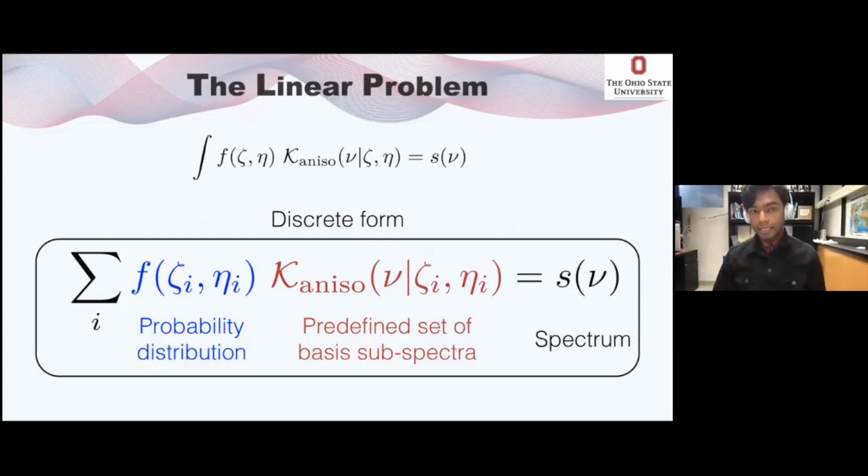Okay, so now let's get to the linear problem. I've already shown the linear problem in an integral form where f is a probability distribution, k is the line shapes, and s is the measurement. And when I discretize it, it can be written in the discrete form as a summation over the probability distribution times the line shapes, which here is a predefined set of line shapes, or what we call the basis subspectra. And the S is just the spectrum that you acquire.